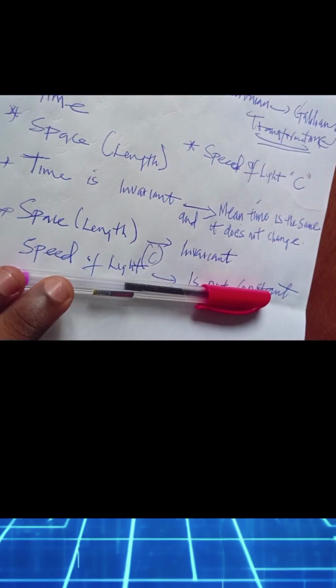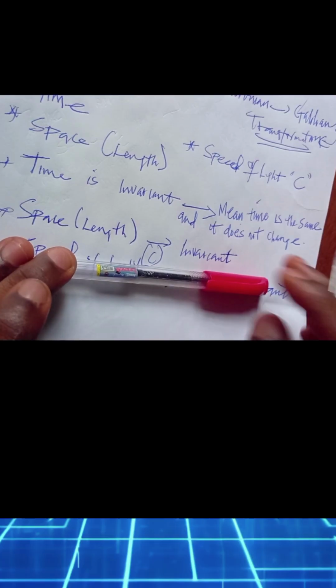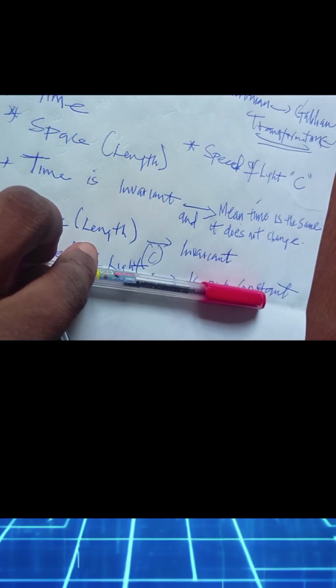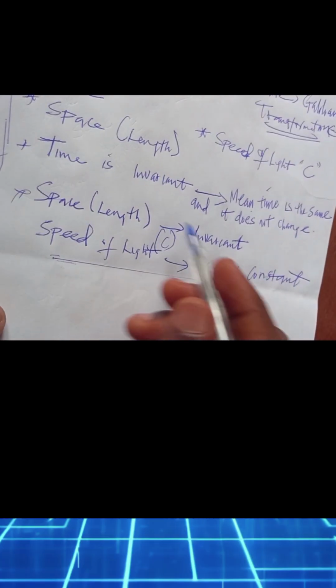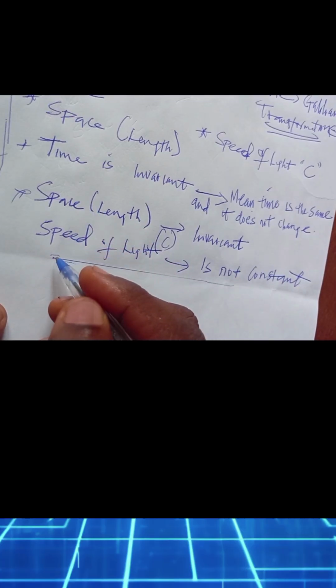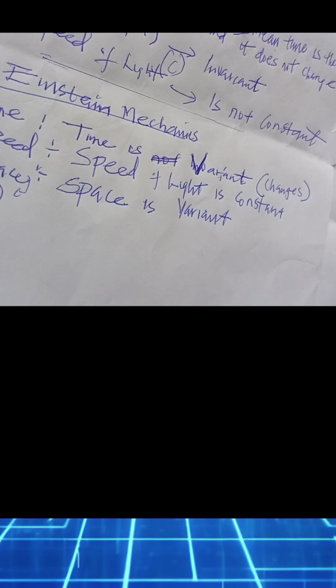Now from there, I will be jumping into the Einstein physics. For Einstein mechanics, you'll be looking at the Lorentz transformation. But for Newtonian mechanics, you'll be looking at the Galilean transformation. Please don't forget that.